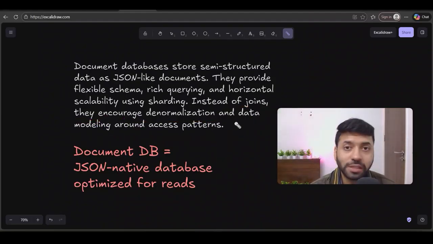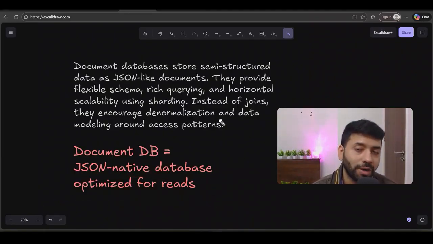So we will mostly use embedding-related data modeling so that all of the data is present in a single document only, so you don't require any joins. So a document database is equivalent to a JSON-native database optimized for reads. All right, so this was about the document database.